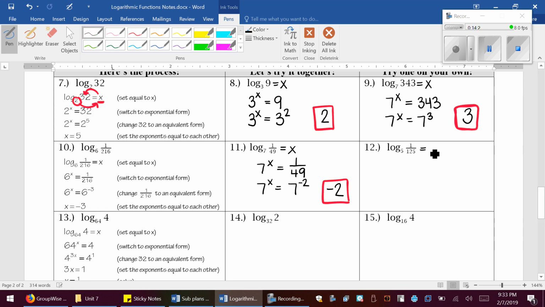Number 12, set it equal to x. Switch it to exponential form. 5 to the power of x is equal to 1 over 125. Change 1 over 125 into 5 to the 3rd power, that's 125. To get it to go down to the bottom, you make it negative. Since the bases match, the exponents also match.